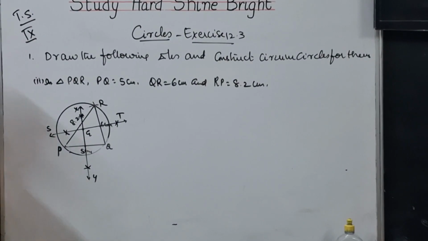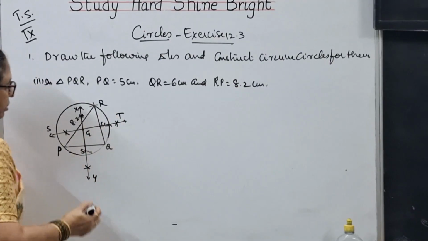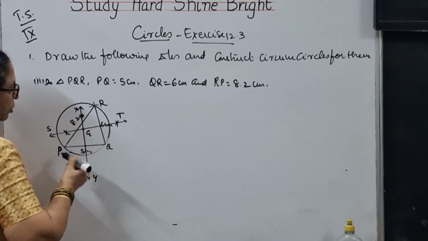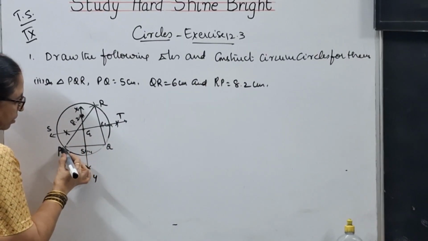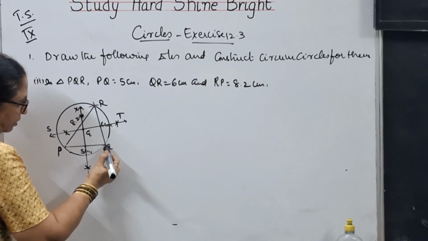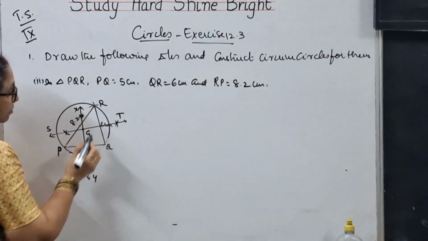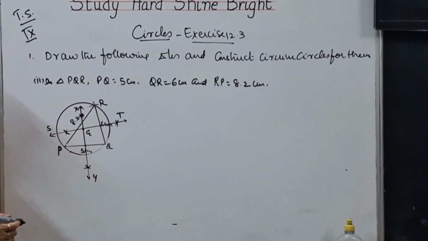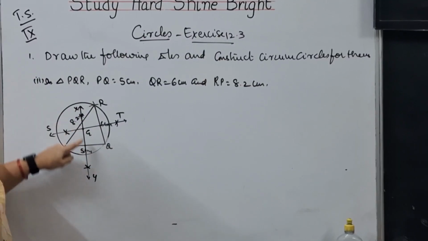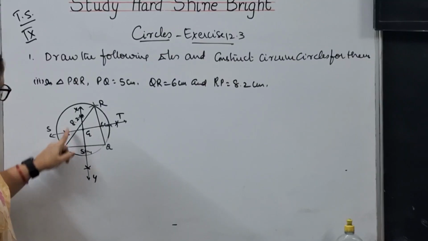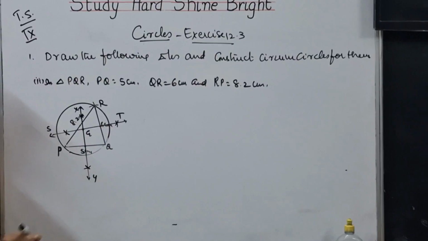Second problem, children. In triangle PQR, PQ is 5 centimeters, QR is 6 centimeters, RP is 8.2 centimeters. You have to draw a circumcircle. First, you have to construct the triangle. Take PQ 5 centimeters, Q as center 6 centimeters as one arc, P as center 8.2 centimeters as radius another arc. Both arcs will meet at a point, that is R. Join them. After getting this, you have to draw the perpendicular bisector. More than half of PQ as radius, arcs on either side. Similarly, Q as center, arcs on either side. You have to join it.